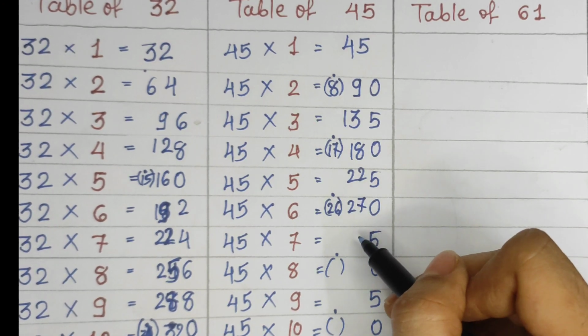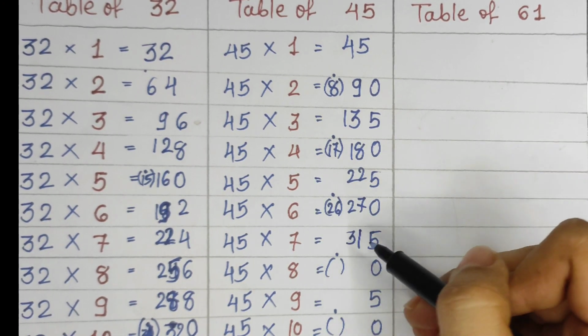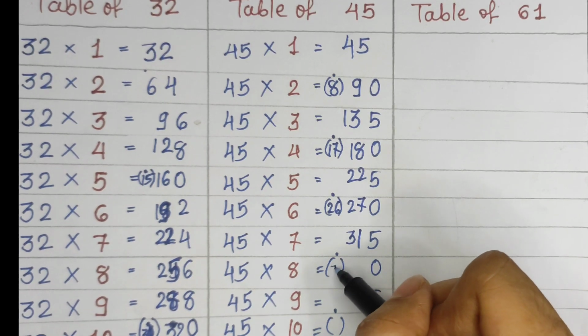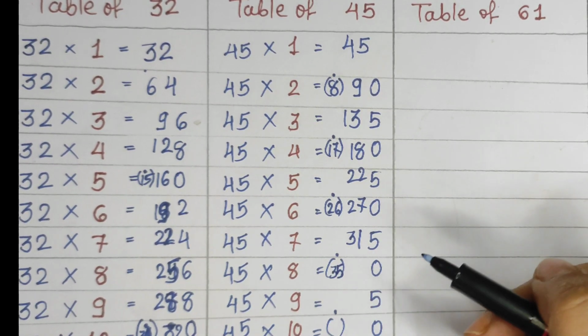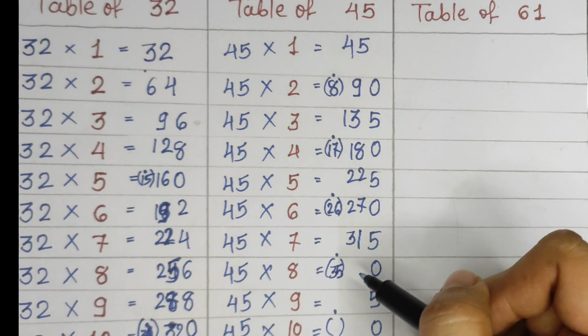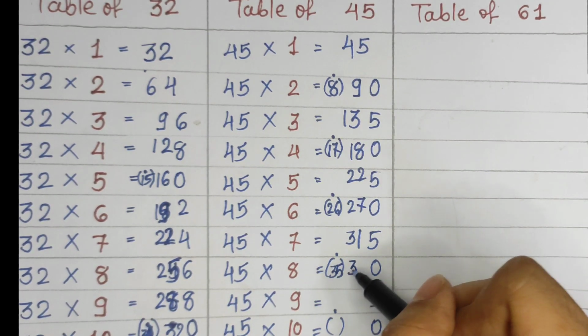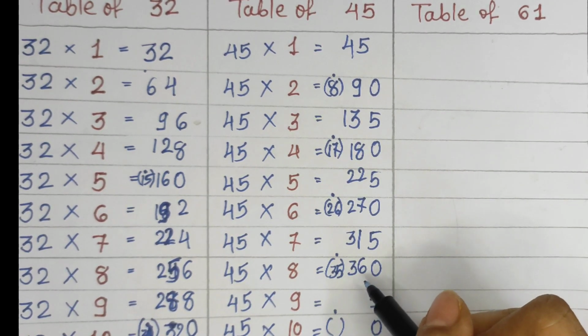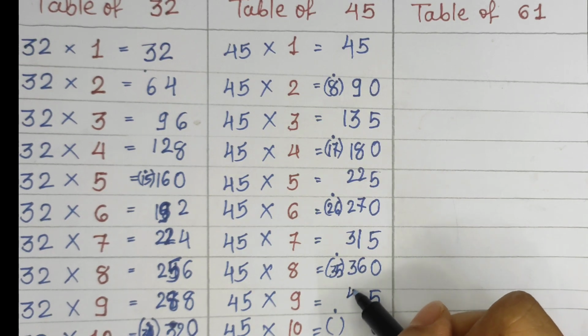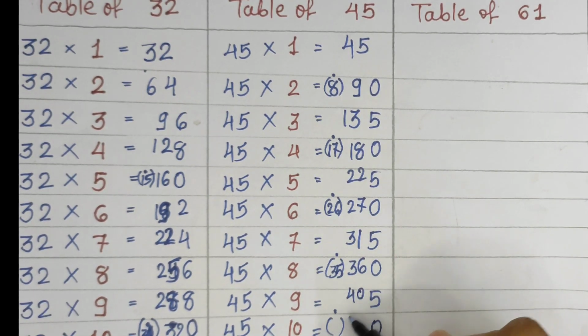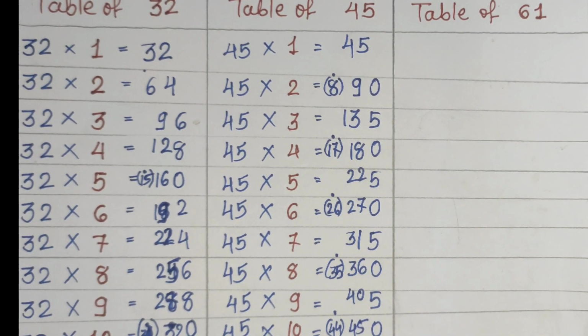27 plus 4 gives 31. 31 plus 4 gives 35. We write down in bracket. Single sign on 35 means 36. 36 plus 4, 40. 40 plus 4, 44. Single sign on 44 means 45. In this way, we get table of any number 1 to 99.